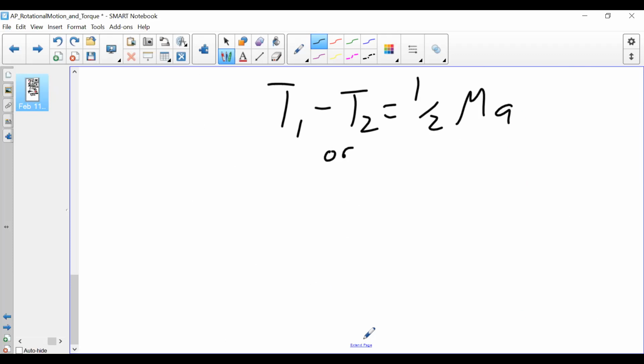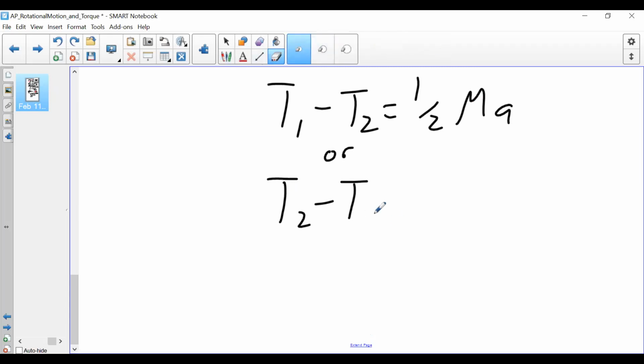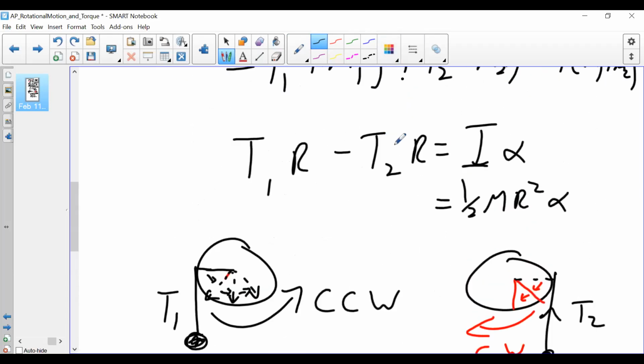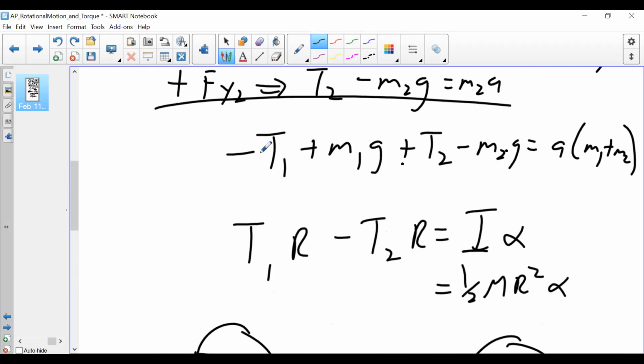Our job now is to get an expression that we can substitute into the forces expression. We're using a torque equation to get an expression to go back to forces. T2 minus T1, I want to write that: T2 minus T1 is negative 1/2 MA. You see the switch? The reason for the switch is because in the original equation we had T2 minus T1.